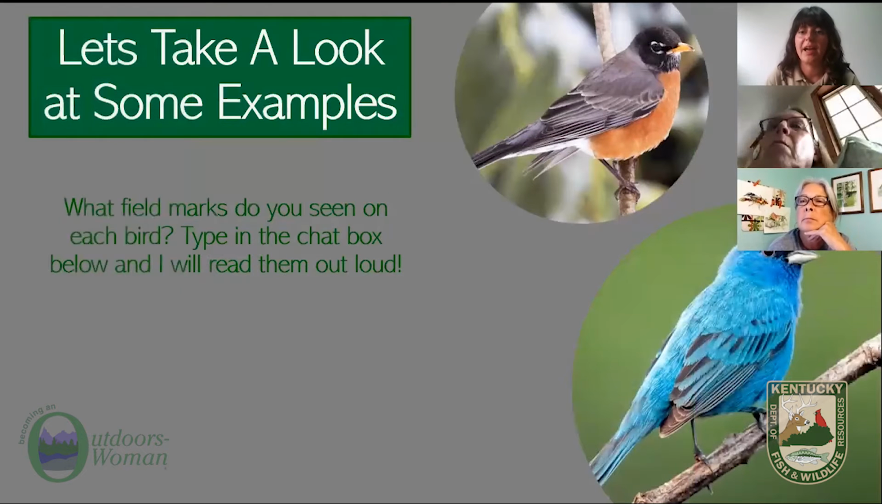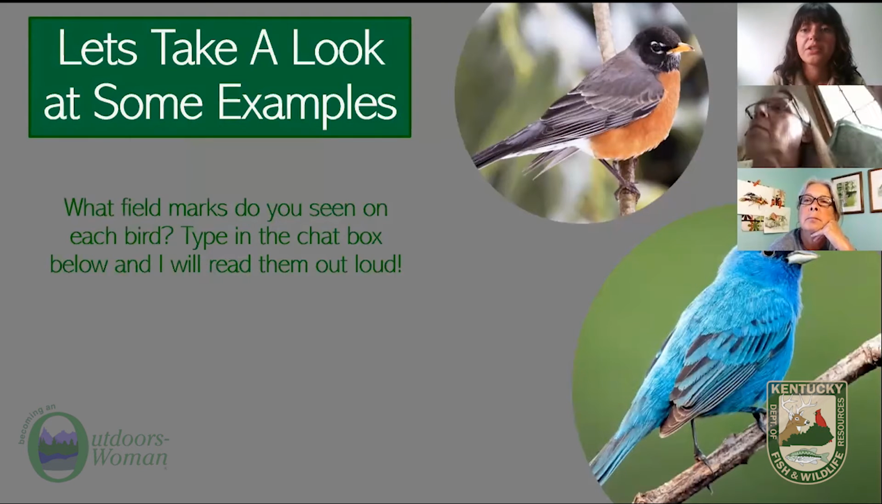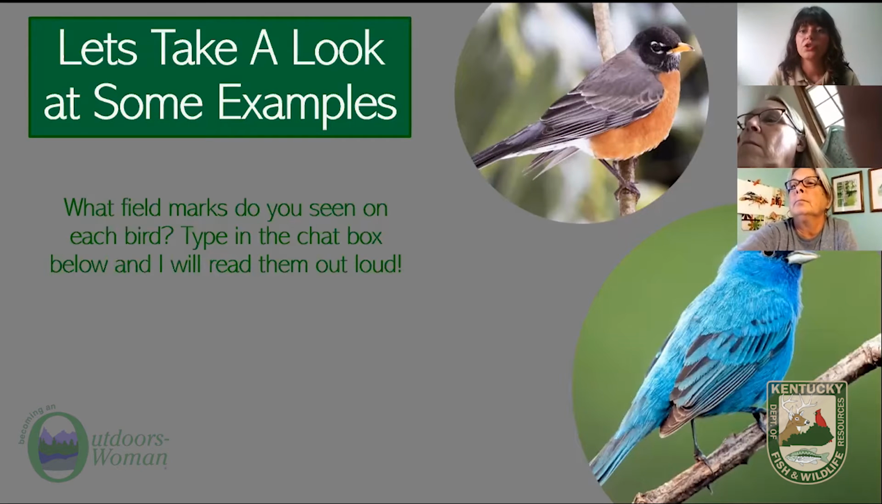Okay, example time. So you're going to utilize that chat box again. What field marks do you all see on each of these birds? The one at the top will be bird 1. The one at the bottom will be bird 2. Just type it in and I'll read them out as they come in. Just point out the first things you notice on these birds. Color, shape, the bill, whatever you notice first.